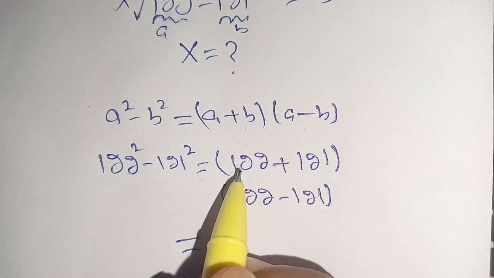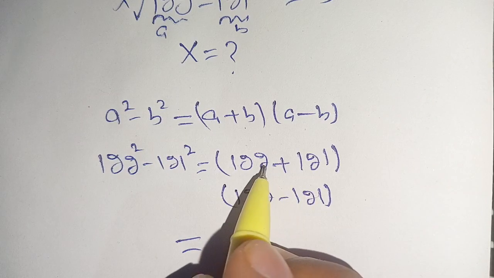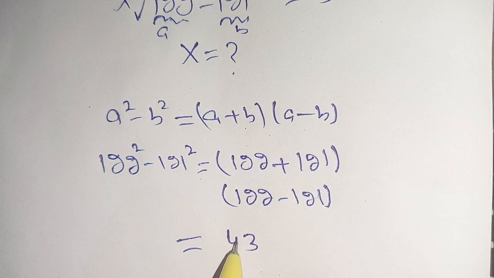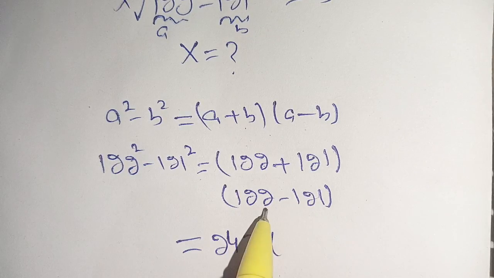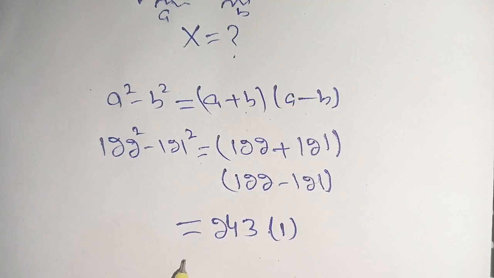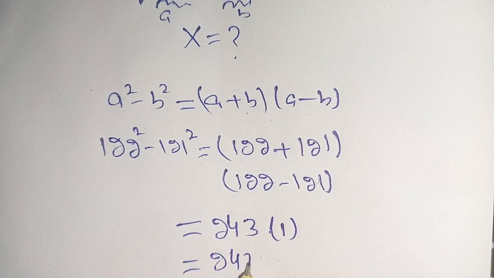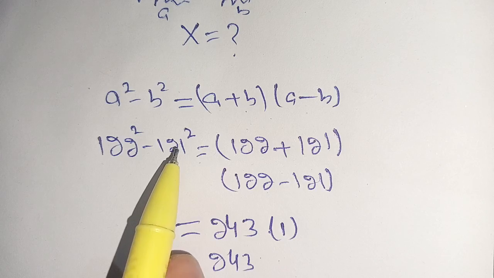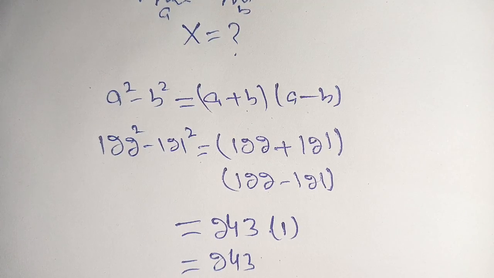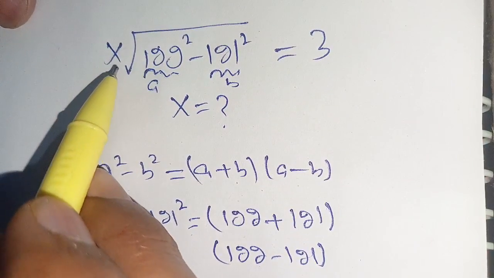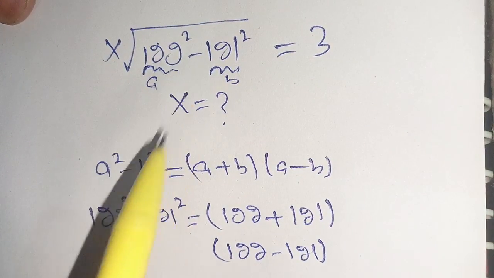Now it is equal to 122 plus 121: 2 plus 1 becomes 3, 2 plus 2 becomes 4, and 1 plus 1 becomes 2, times 122 minus 121, which becomes 1. Now it is equal to 243. Now in place of 122 squared minus 121 squared, we put 243, and we get the x-th root of 243.